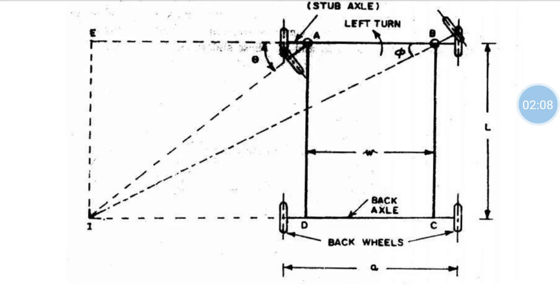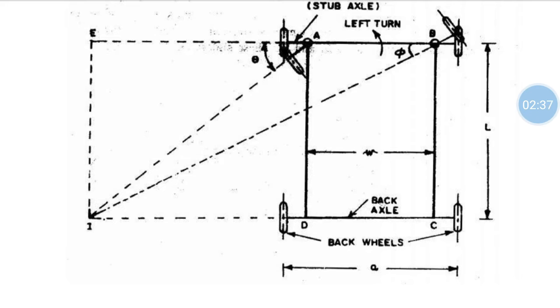In this, there is one more point, that is I. This I is an intersection point of all. For example, wheel D and wheel C will intersect at I, and wheel B and wheel A also intersect at I. When these conditions hold good, then only the vehicle will take a turn and all the four wheels will be in contact with the road.